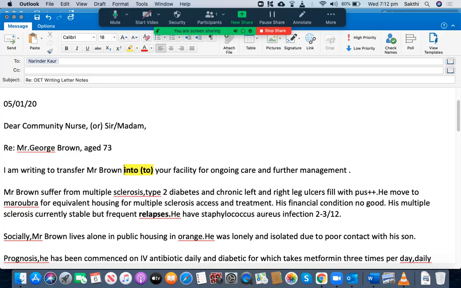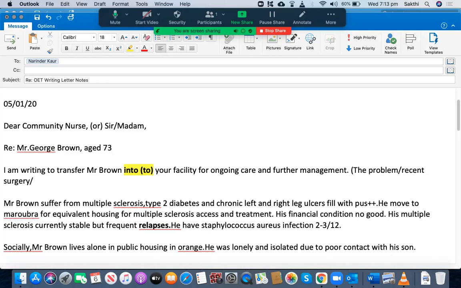All right. One of the other things she has done is she hasn't included what the major problem is that is faced by Mr. Brown. Okay, so the current problem or the recent surgery or concern of the patient is not mentioned in the introduction paragraph. So it's not good. We must include 4 things, okay, as you all know. Okay, all right.